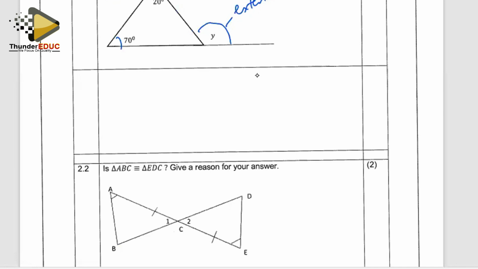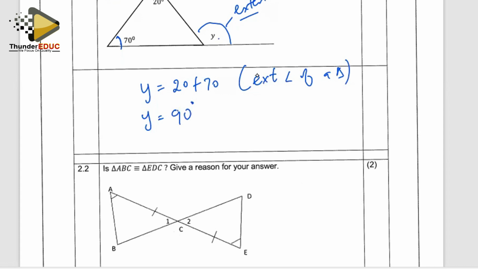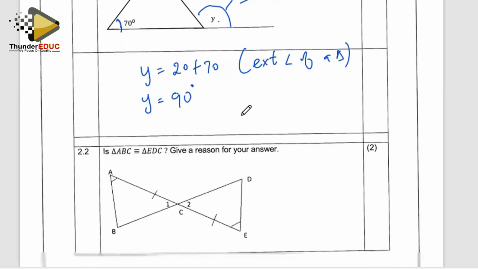And the connection between the interior and exterior is that one exterior angle must be equivalent to the two interior angles that are opposite to it. So which means y is going to be 20 plus 70. And the reason is going to be exterior angle of a triangle. Okay, so 20 plus 70, we end up with a 90. So these two must give us 90 degrees.